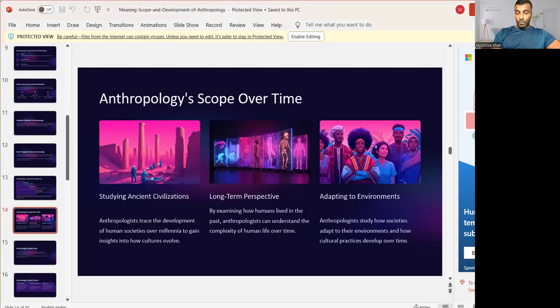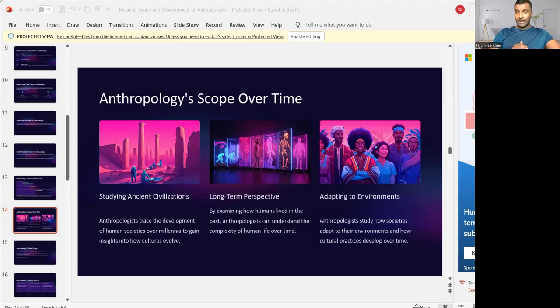The scope over a period of time. I told you this in the beginning itself, that it is broadening. One of the defining features of anthropology is that it studies humans across all times, all space. So spatially, across the world, all the time. This means that anthropologists are not just interested in the present. They also study ancient civilizations, tracing the development of human societies over millennia.